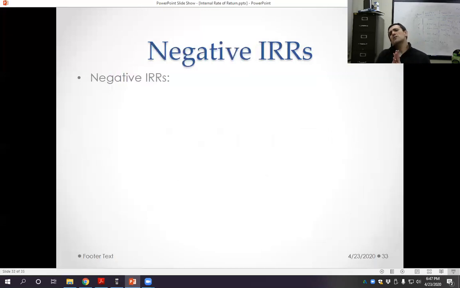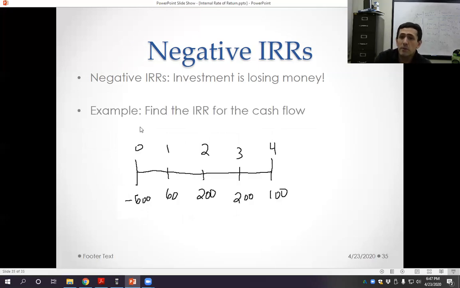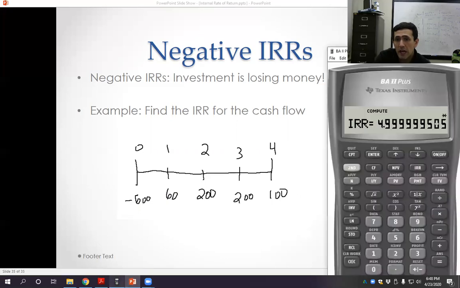Okay, so last, let's very quickly talk about negative internal rates of return. Just like with investments, having a negative investment rate means you're losing money. So for example, let's find the internal rate of return for the following cash flow. So you're definitely losing money. You invest 600 and you only get back $560. So you've lost $40. All right, so let's find the internal rate of return.